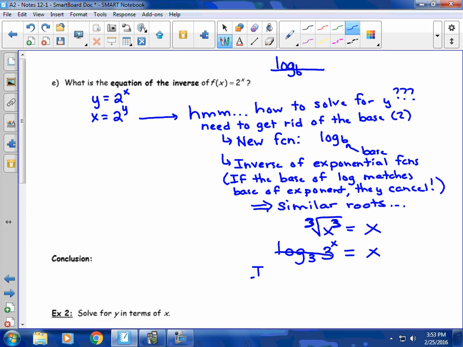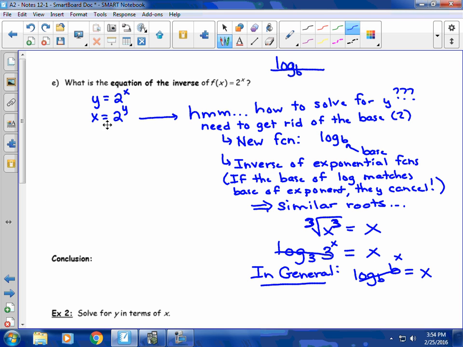So in general, if I have log base b of b raised to the x power, that log base b and the base of the exponent b are going to cancel, leaving us with just x. Okay, so that's the whole theory. That's really the most important stuff of today, is understanding that right there.